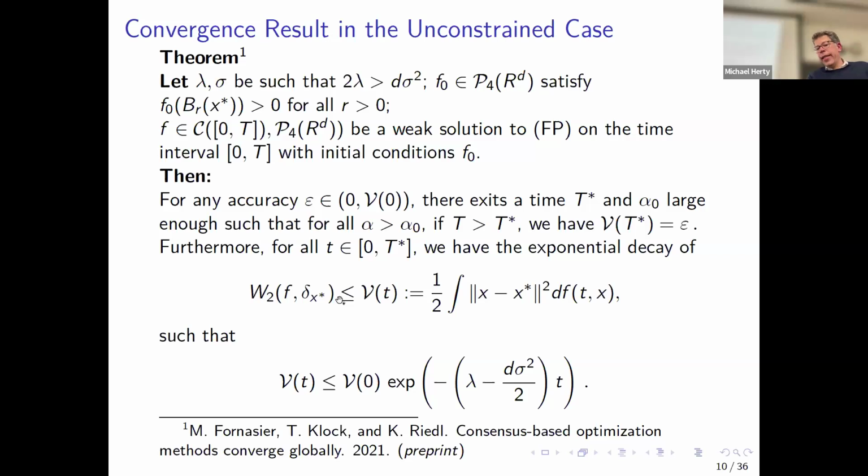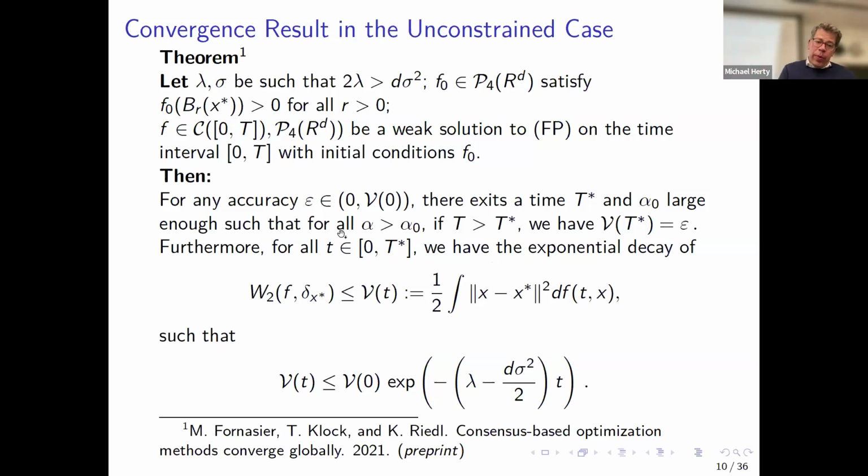But then what you obtain is essentially a decay of this kind of energy. So this tells you that the variance of F decays for t to infinity exponentially fast. Here you see also the rate, which corresponds to the two coefficients you have. And this is a bound for the Wasserstein-2 distance to the delta of the true minimizer. So you really get convergence.